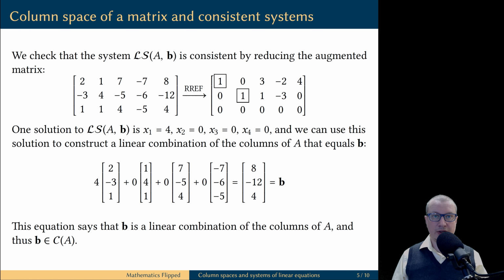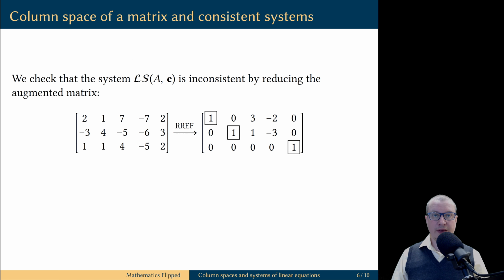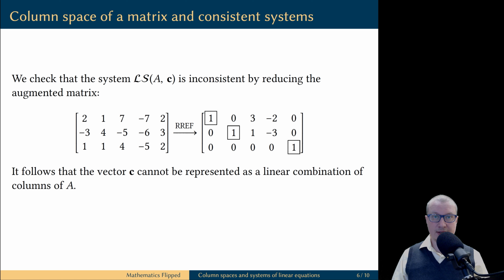of the coefficient matrix. You can also check that the second linear system is inconsistent by reducing its augmented matrix. As you see in the reduced matrix, the last column is a pivot column, so the system is indeed inconsistent. What it means is that it's impossible to construct a linear combination of the columns of the coefficient matrix that will equal the vector of constants C.